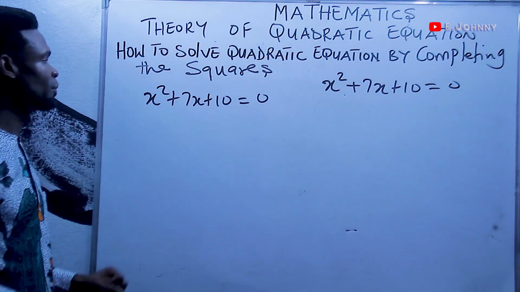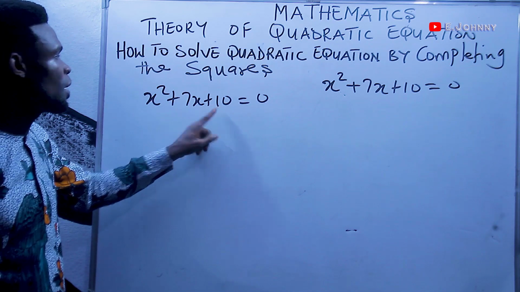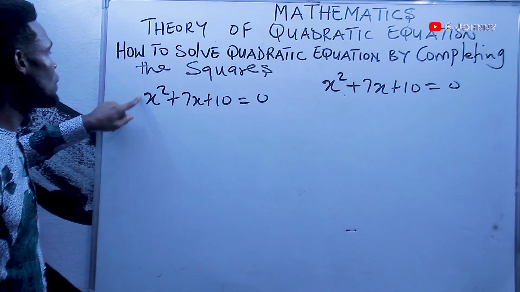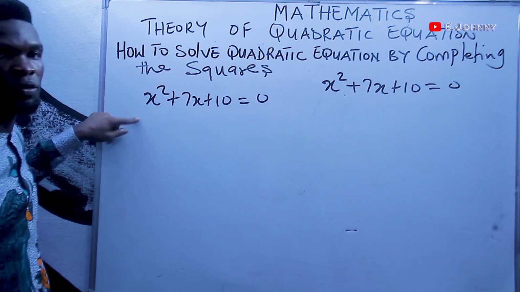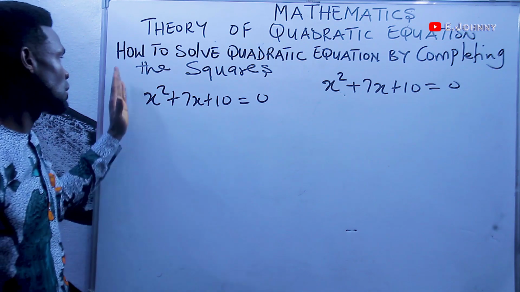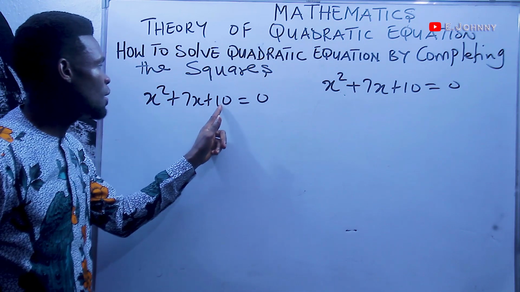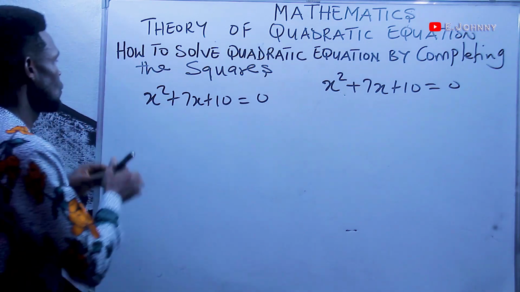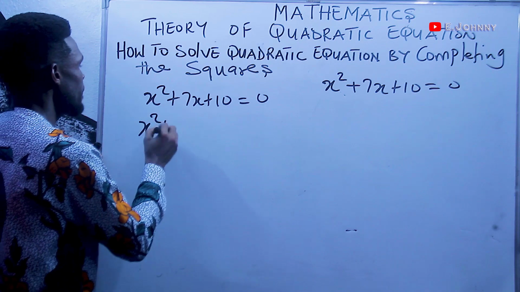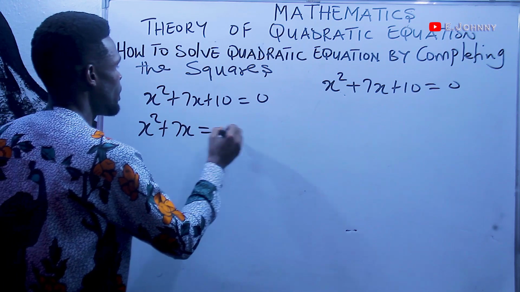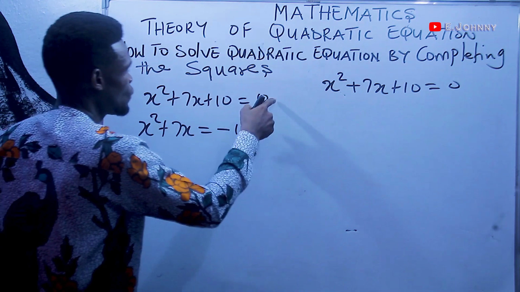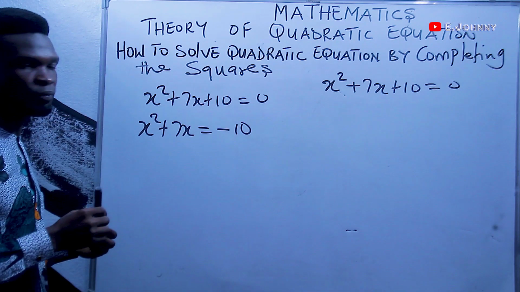Step 1. Take the constant term. Okay, make sure that the coefficient of x squared is 1. So at this point, that condition is satisfied. Step 2. Move the constant term to the right hand side. So we have x squared plus 7x equals minus 10. Remember, plus 10 will cross to become minus 10.